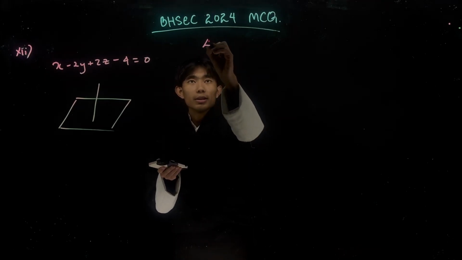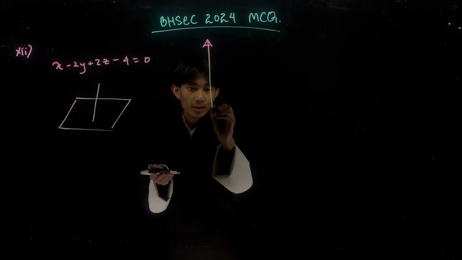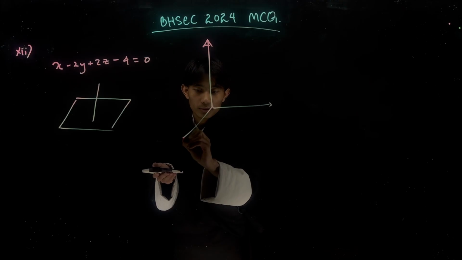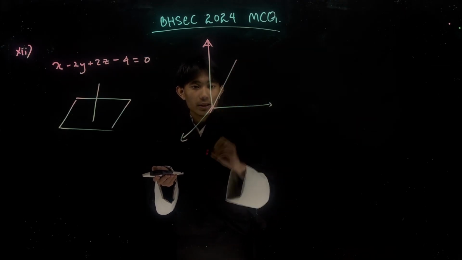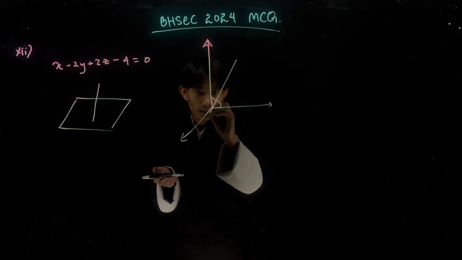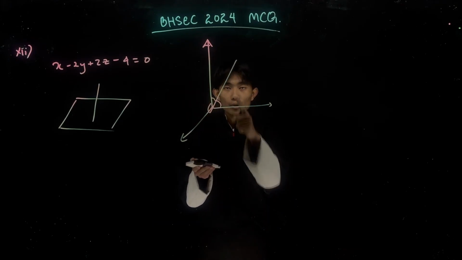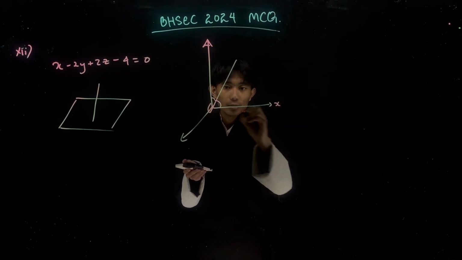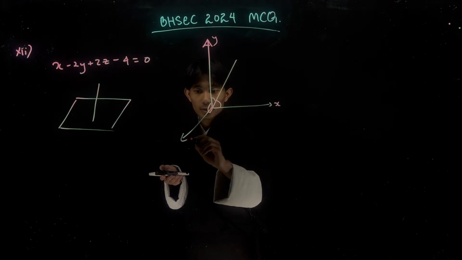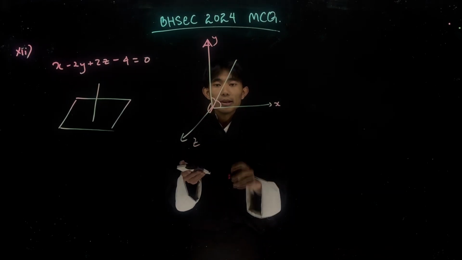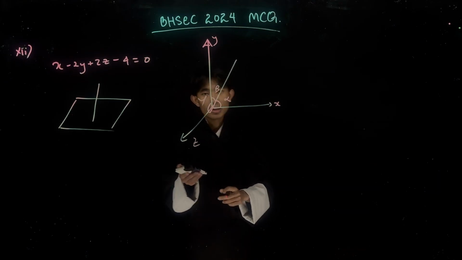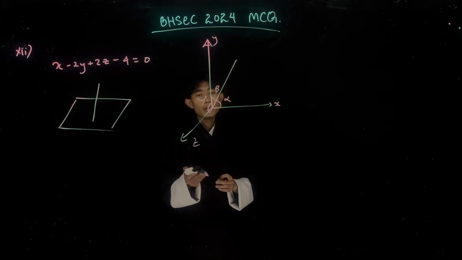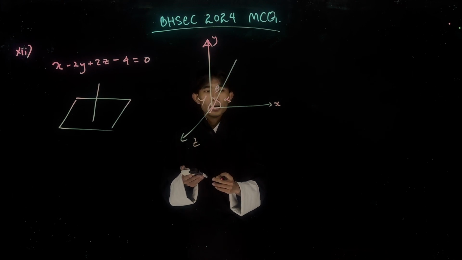If we take a simple diagrammatic representation of the three axes, we can have the normal somewhat like this. We are asked to calculate the angles made by this normal to the three axes. So we can have x over here, y over here, and z over here. Let's denote these angles as alpha, beta, and gamma. So we are basically asked to calculate alpha, beta, and gamma, and we can do this using a formula.